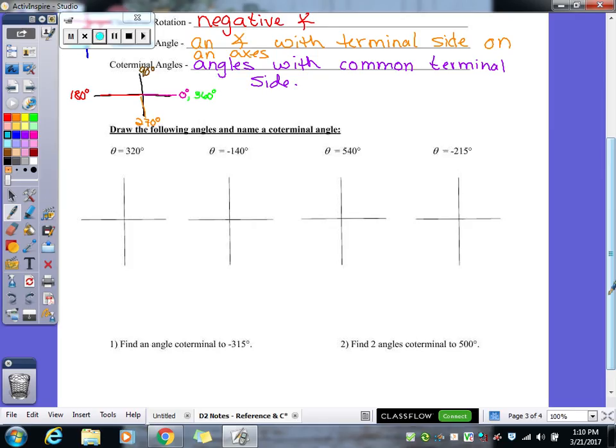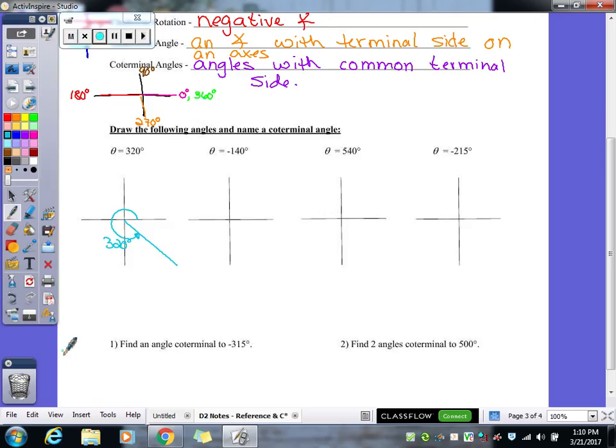So when we're asked to draw the angle, we have a first one, an angle of 320. You have to think to yourself, 320 would fall between 270 and 360. So that means my angle is going to be down there in the fourth quadrant. And to show what angle we're talking about, we start at the initial side and draw an arrow going around, showing how we're getting to our angle. So that's a 320-degree angle.